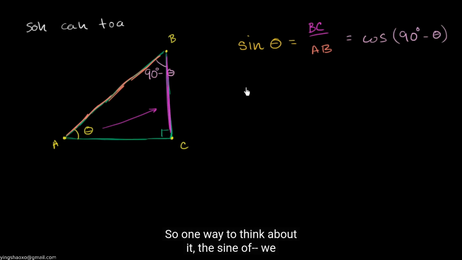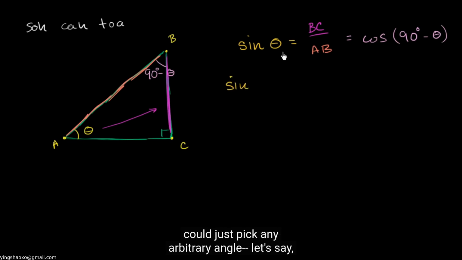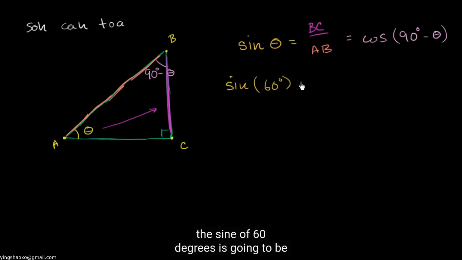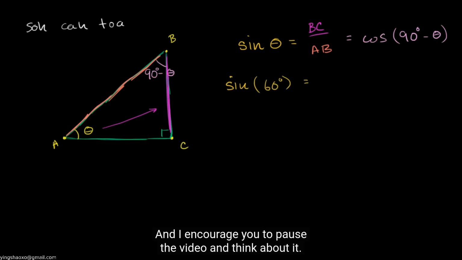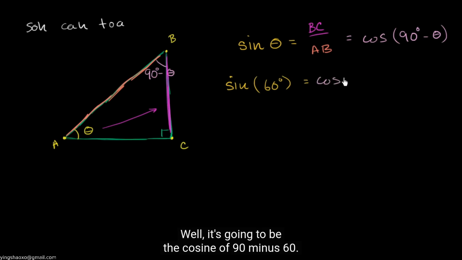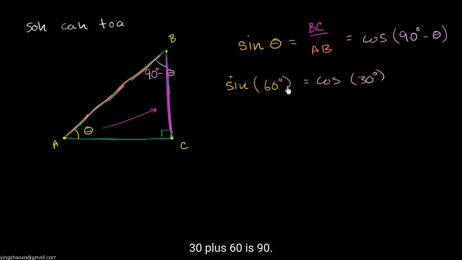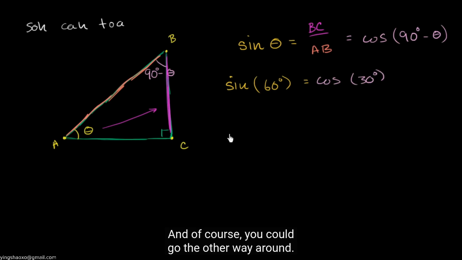So one way to think about it, we could just pick any arbitrary angle. Let's say the sine of 60 degrees is going to be equal to the cosine of what? And I encourage you to pause the video and think about it. Well, it's going to be the cosine of 90 minus 60. It's going to be the cosine of 30 degrees. 30 plus 60 is 90. And of course, you could go the other way around.